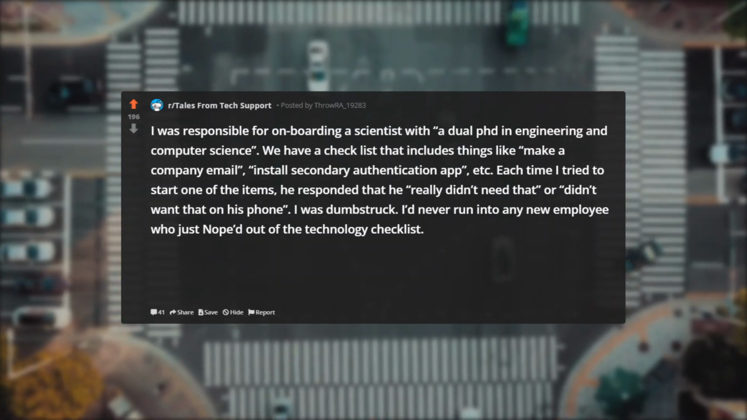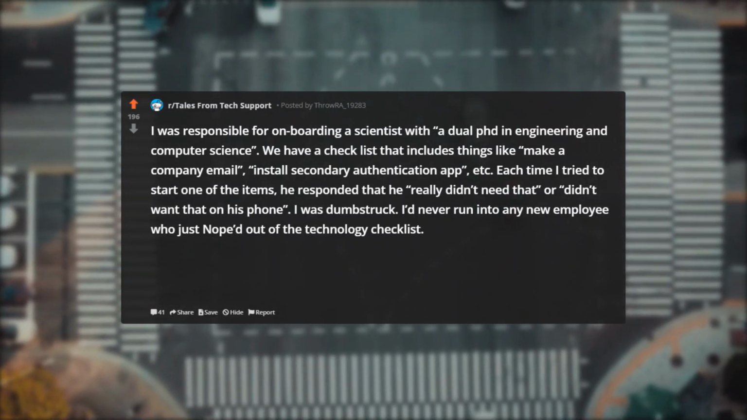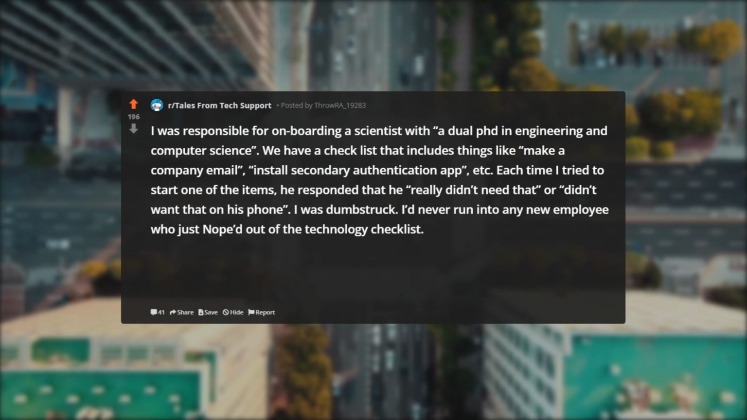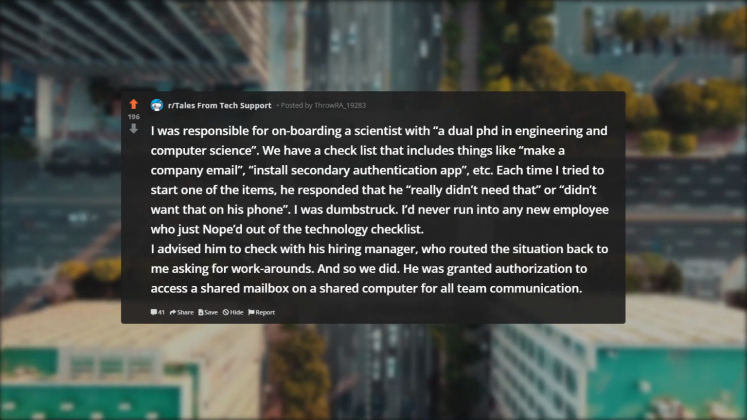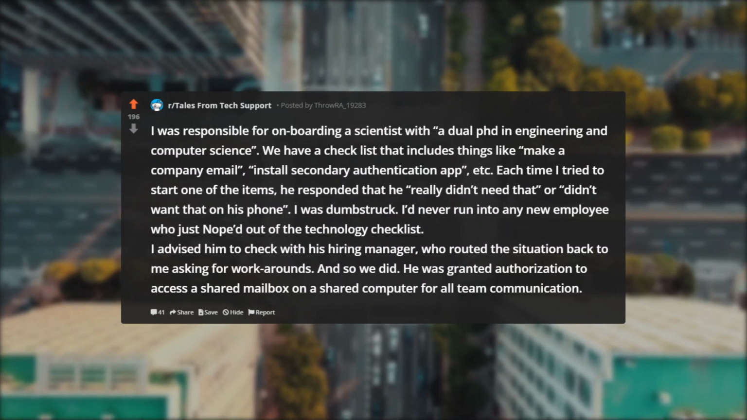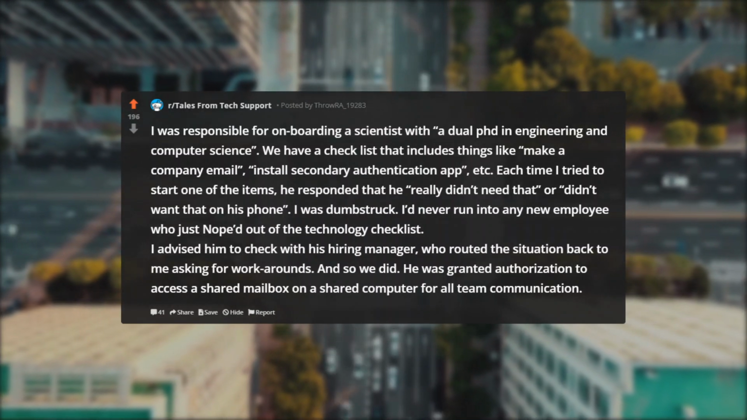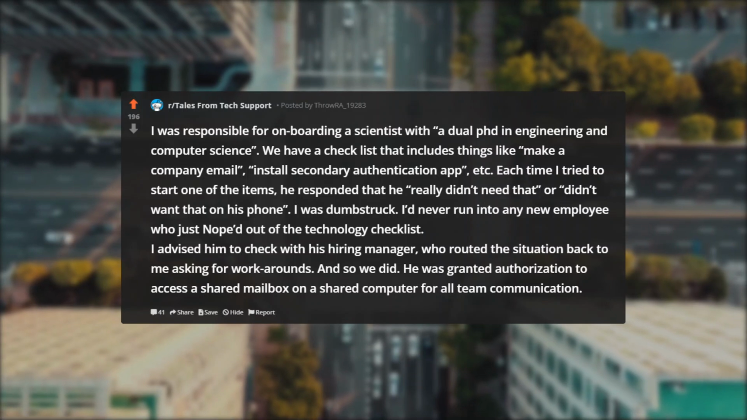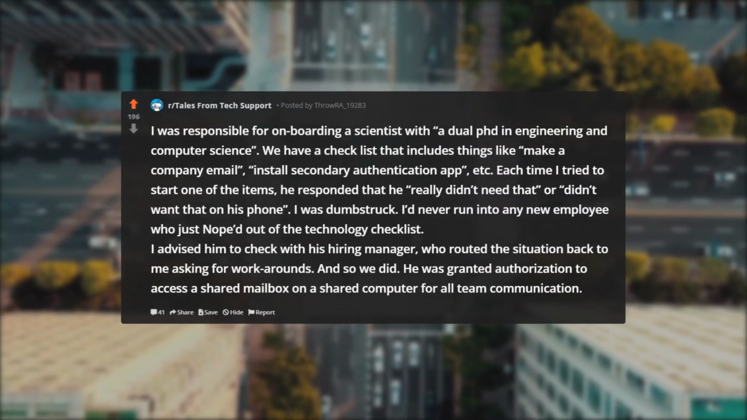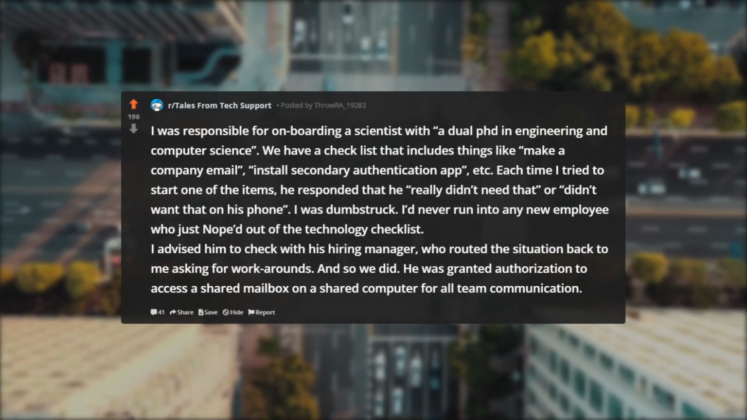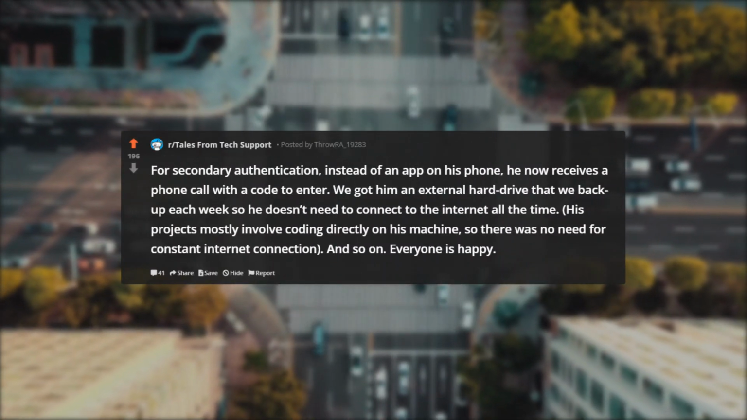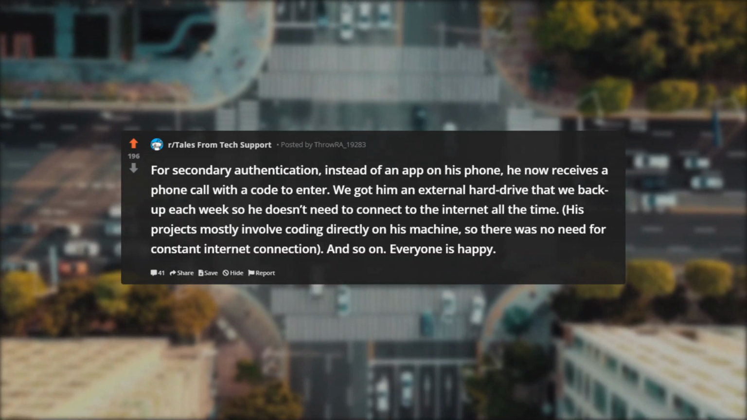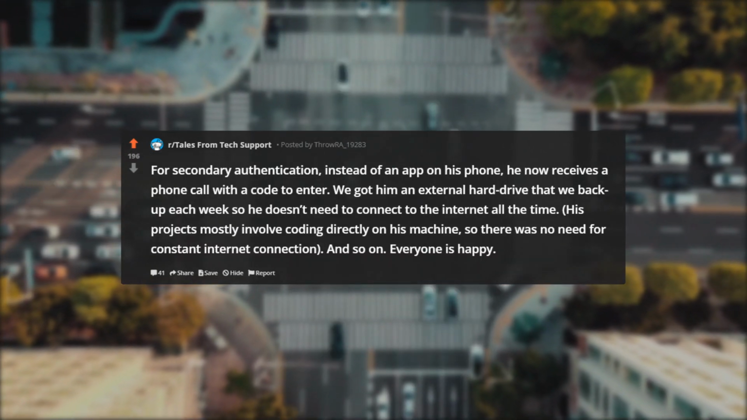I was dumbstruck. I'd never run into any new employee who just noped out of the technology checklist. I advised him to check with his hiring manager, who routed the situation back to me asking for workarounds. And so we did. He was granted authorization to access a shared mailbox on a shared computer for all team communication. For secondary authentication, instead of an app on his phone, he now receives a phone call with a code to enter.